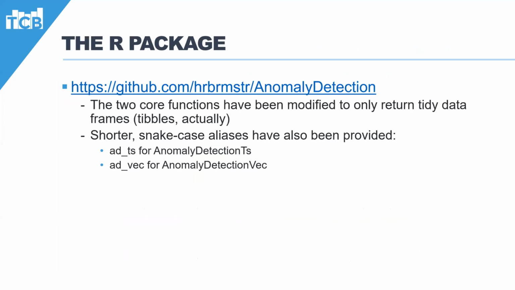We're almost at the end here, which will leave a lot of time for questions and discussion. The package I use is from Harbor Master on GitHub. He does awesome work and makes so many valuable packages, but he forked Twitter's anomaly detection and made a few improvements to it, so I actually use his. The two core functions he modified to return tibbles, and he uses shorter snake case aliases and removes some overhead, so it's a little faster. I also ran into a few bugs with the Twitter one, and I resolved them by using his fork. So, personal preference maybe.